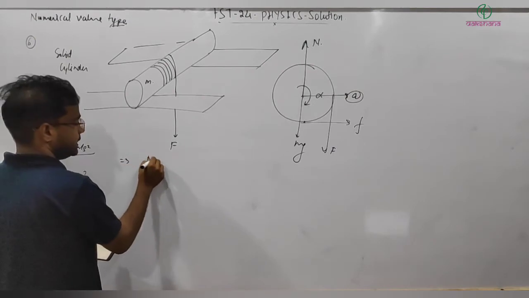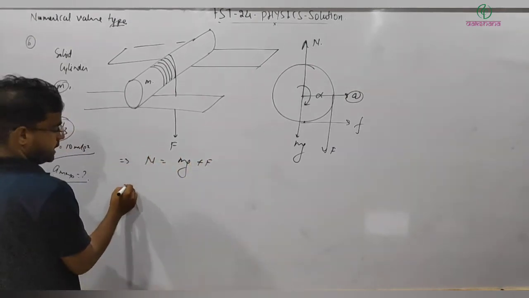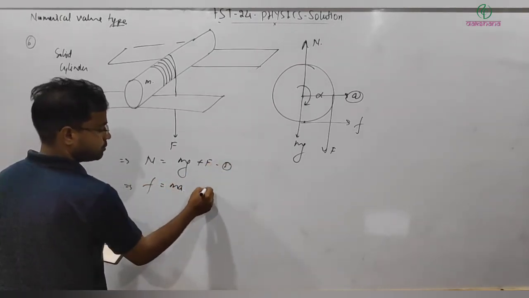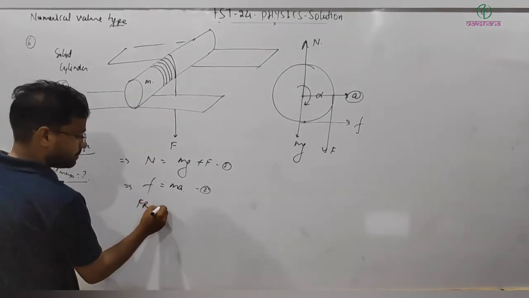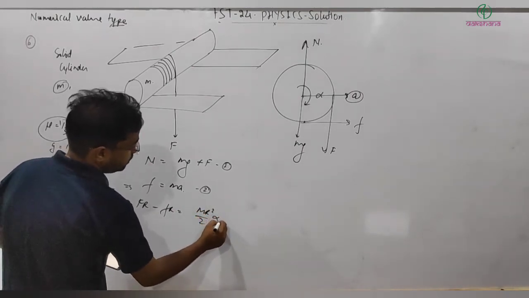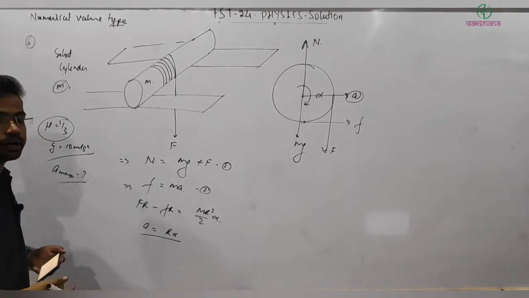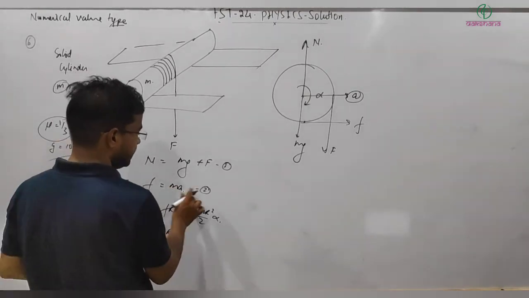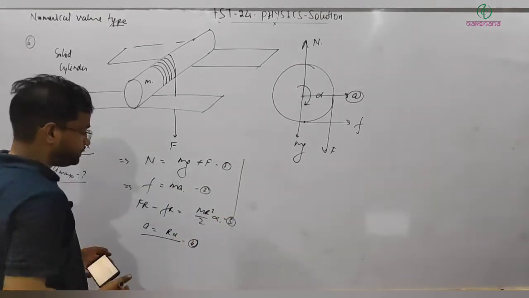Then we can write simple equations for this. So N is equal to what? mg plus this force F, and f is equal to what? ma, equation 1, equation 2. And next for torque, so this is F into R minus the torque due to friction is equal to I, which is mR square by 2, into alpha. And for no sliding, A should be equal to R alpha, is it? So we understood it here. So from here we are getting equation number 3, equation number 4.